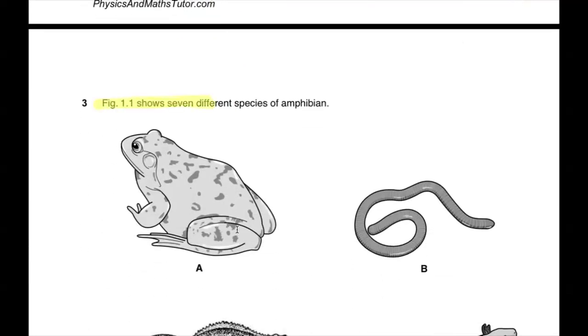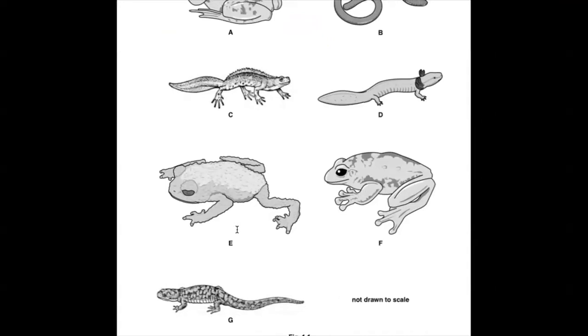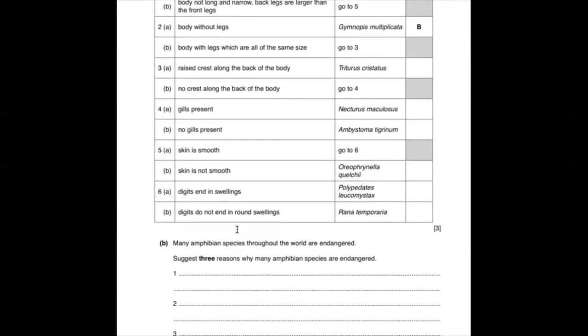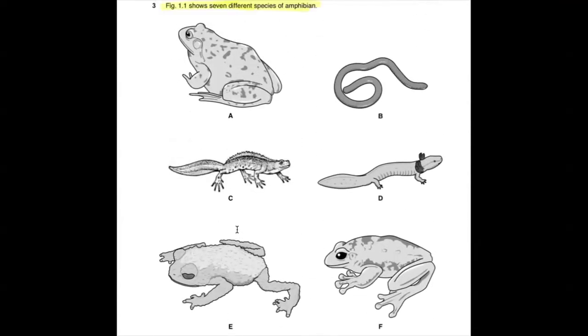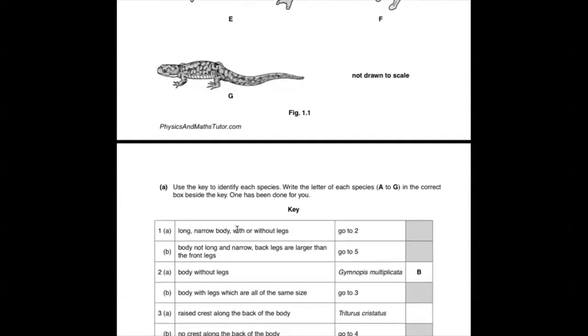Figure 1.1 shows 7 different species of amphibian. Okay, A, B, C, D, E, F, G. All right, and this is the list. Okay, I think you guys are really good at already finding out the dichotomous key. So I'll just skip that. Is that okay?